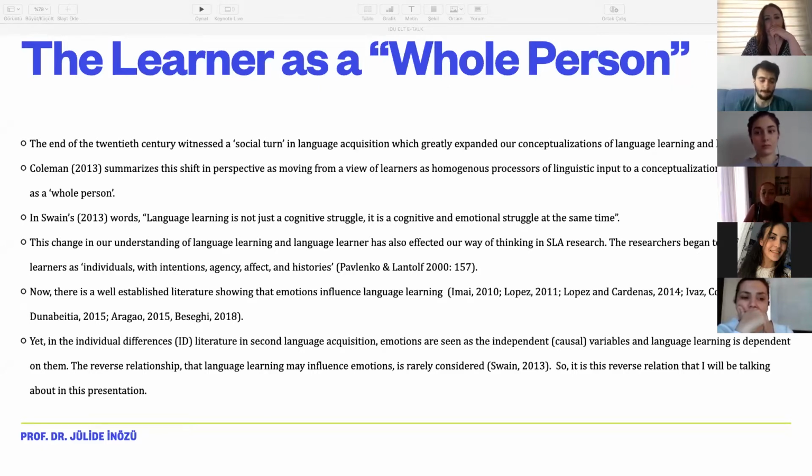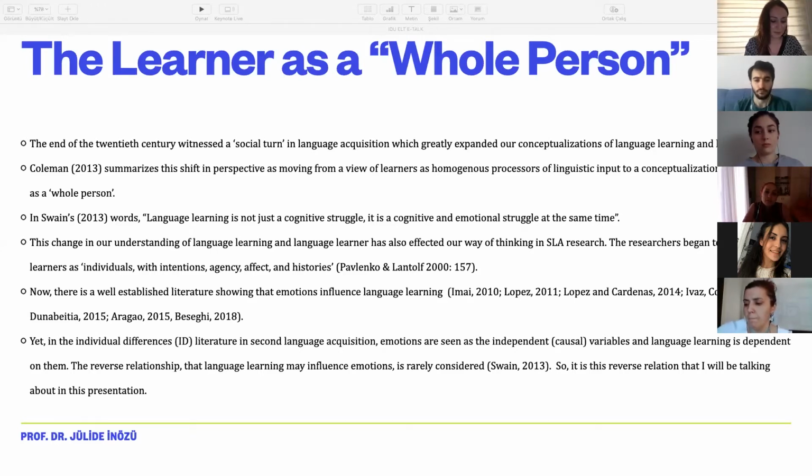So Swain beautifully described this process as a struggle, but not just a cognitive struggle. According to Swain, language learning is both a cognitive and emotional struggle at the same time. As prospective teachers and also as present-day teachers, we should be very well aware of the fact that language learning is not just cognitive, it is emotional. So something is happening in our learners' feelings, and that thing which is happening at that very particular moment is affecting their learning a lot.